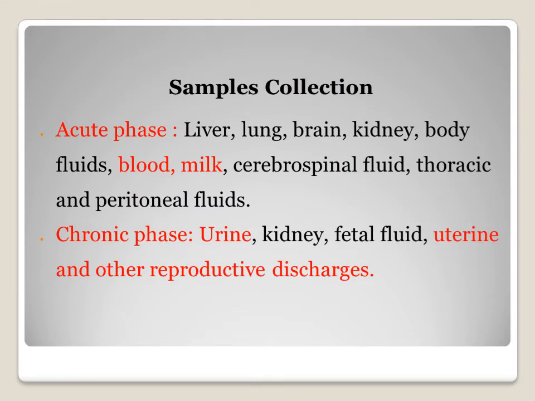About sample collection in a leptospira case: in the acute phase, collect the liver portion, lung, brain, kidney, body fluid, blood and milk. These two are important. Also collect cerebrospinal fluid, thoracic and peritoneal fluid. In chronic cases, urine is an important sample because Leptospira is excreted from the body through urine. Kidney, fetal fluid, uterine and other reproductive discharges should be collected to provide the diagnosis of leptospira.